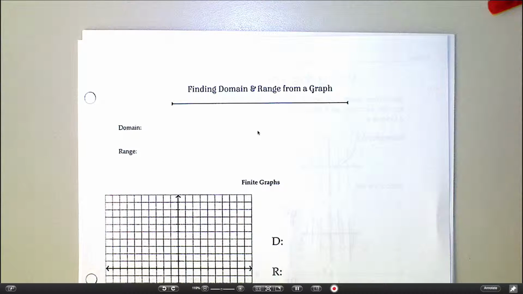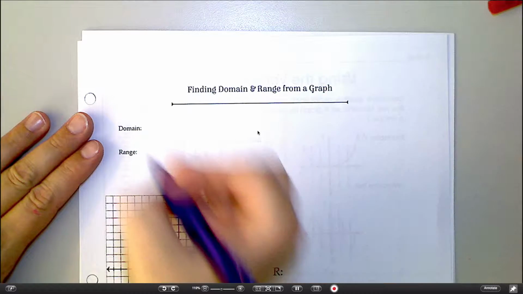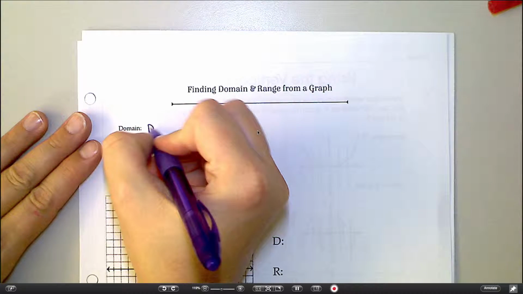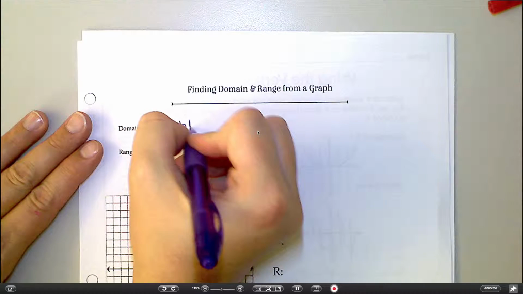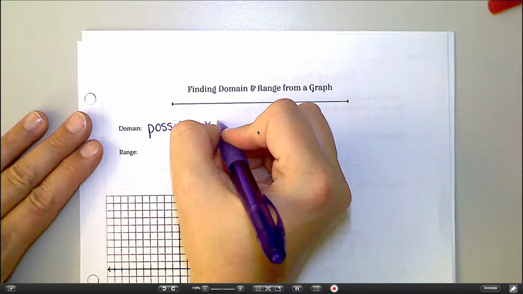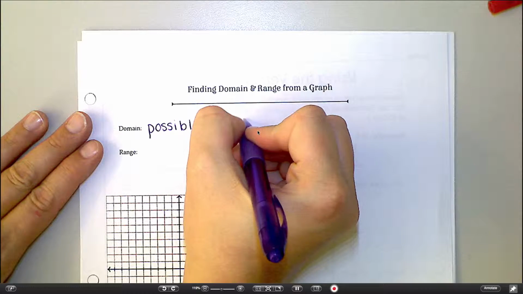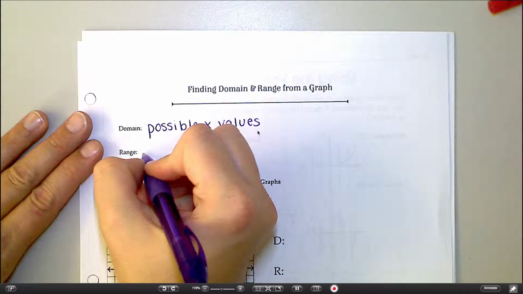What am I talking about when I'm asking you for domain? The first set of numbers. So graphically, what's the first number on a graph? X. The x number. So I am asking you for the possible x values, which means the range is asking you for what? Possible y values. Yep.